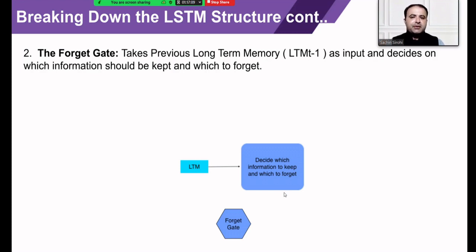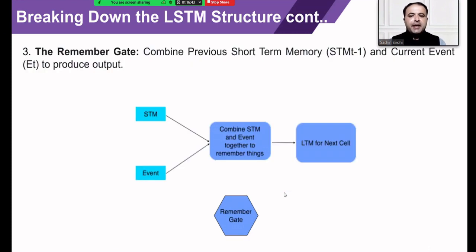Forget gate: take the previous long-term memory as input and decide which information should be kept and which to forget. Like if we take the example of Twitter and analyze the text, those texts that are not useful, we forget them and learn the others. Remember gate: combine the previous short-term memory and the current event to produce output. So those events or memory we want to remember.